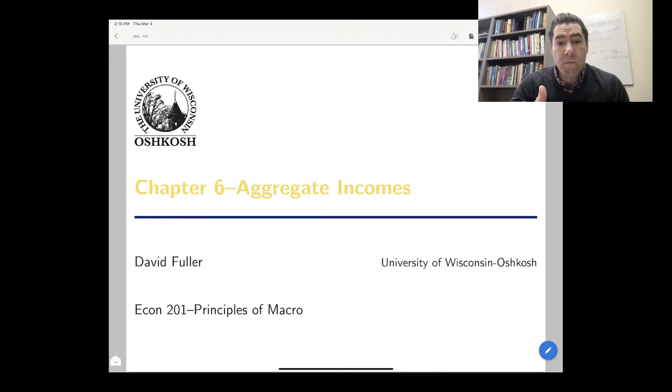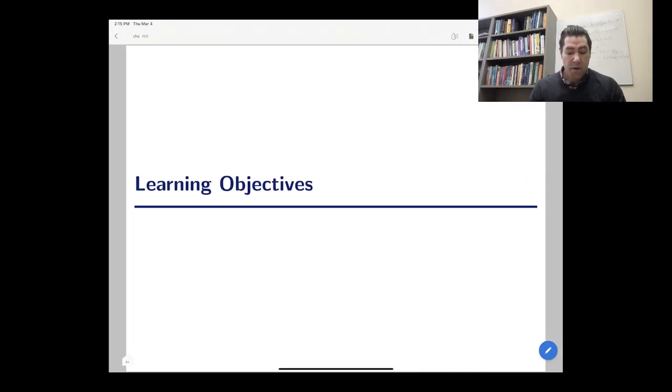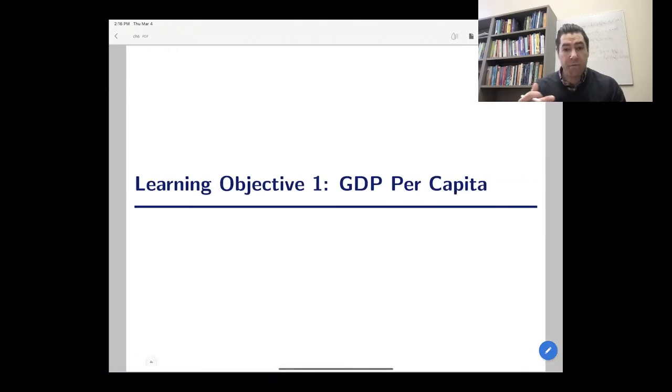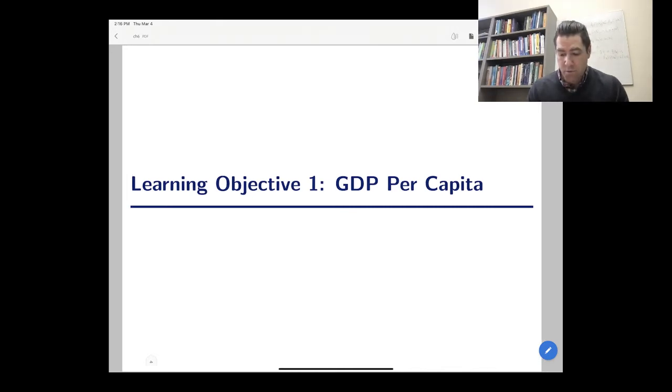The way that we can measure this in macroeconomics is to look at our aggregate incomes and do some manipulations, and we'll be able to compare these things across countries as well as within a country at different points in time. So we've got our various learning objectives here that we'll try to tackle in this chapter. Our very first one is to understand our incomes, or GDP per capita, or per person. That's our goal here, which is a pretty easy concept at the end of the day to understand.